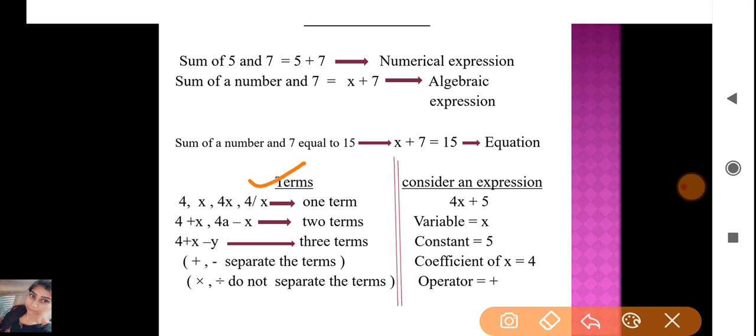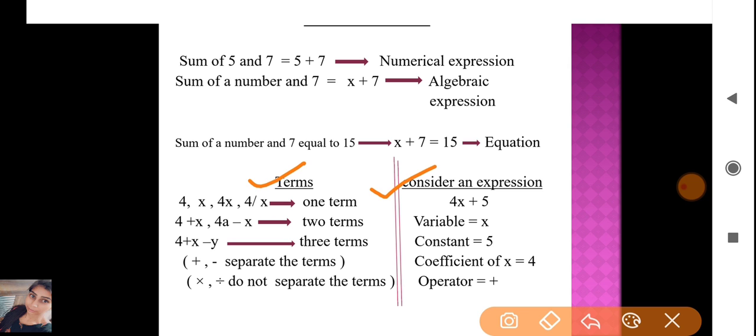Three terms, if you have 4 plus x minus y, that means here we have three terms, they are separated with plus and minus. It can be two pluses or two minuses, either plus or minus, but it should be separated with two operations. It can be plus or minus only. So here there is a point that you should note down, that plus and minus separate the terms, but multiplication and division do not separate the terms.